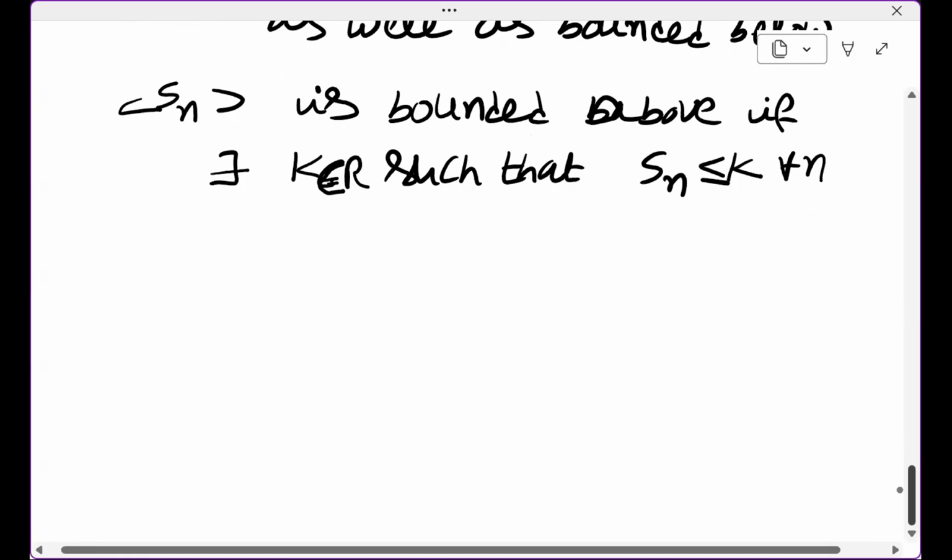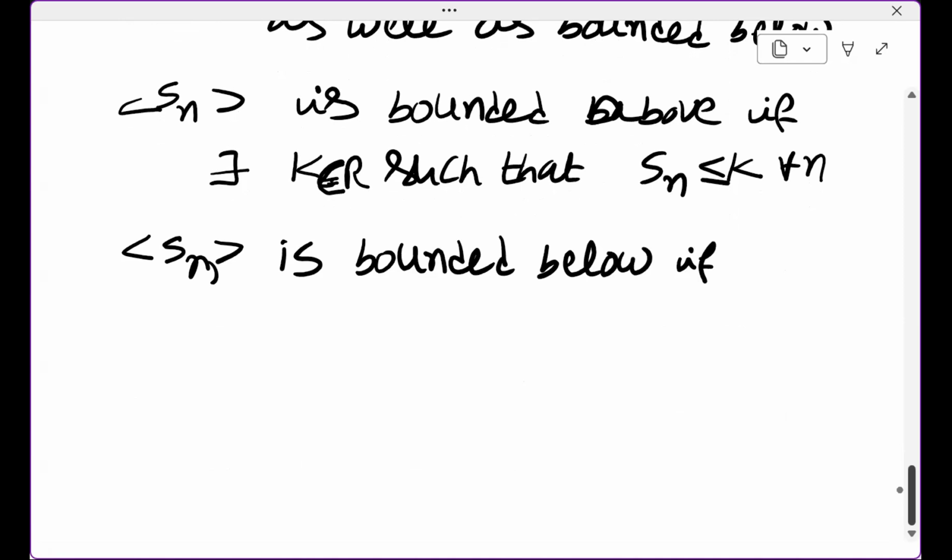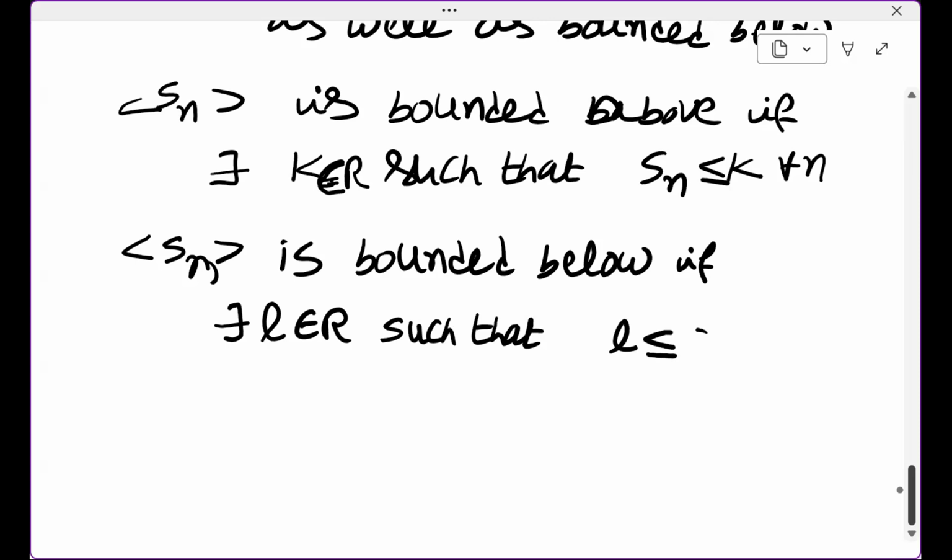Let me complete this, then we'll go for examples. A sequence Sn is bounded below if and only if there exists a constant L belonging to R such that L is less than or equal to Sn for all n. If this is so, L is called a lower bound. If there exists a real number L which is less than or equal to every member of the sequence, such a real number is called a lower bound.